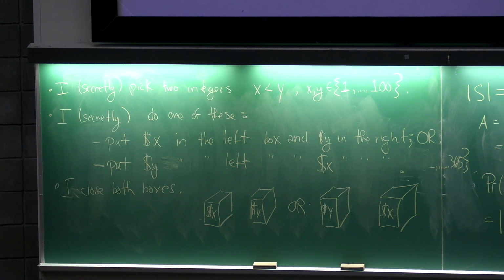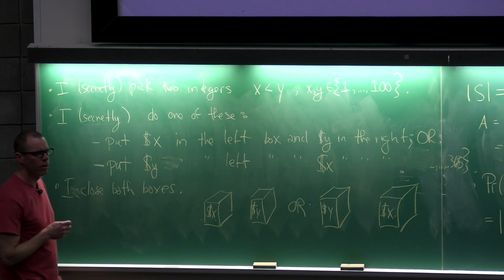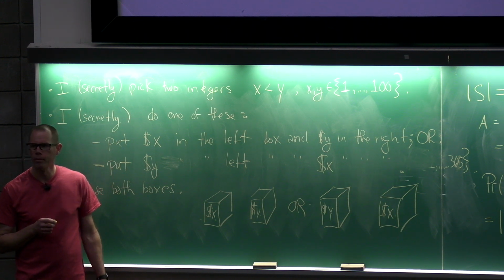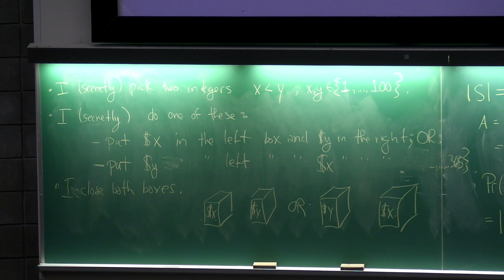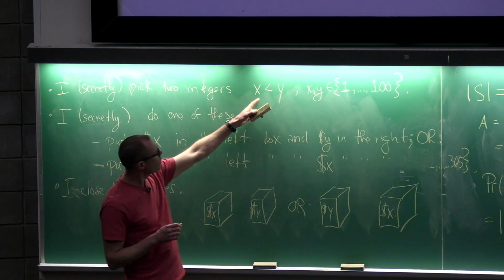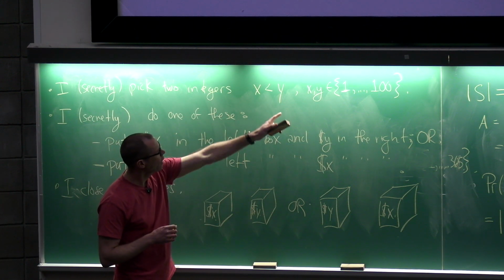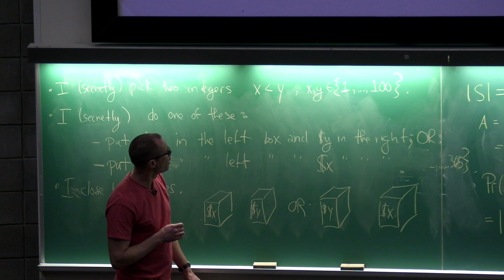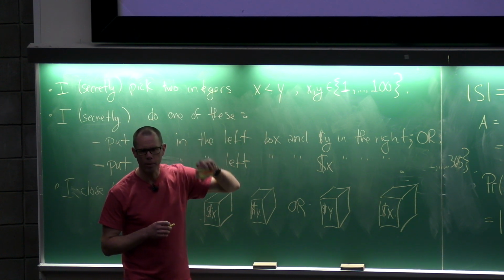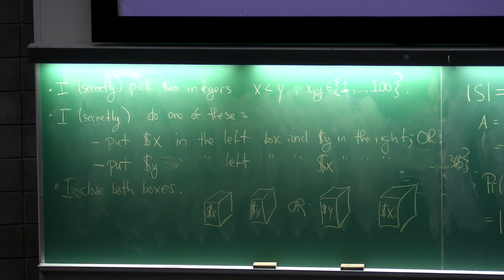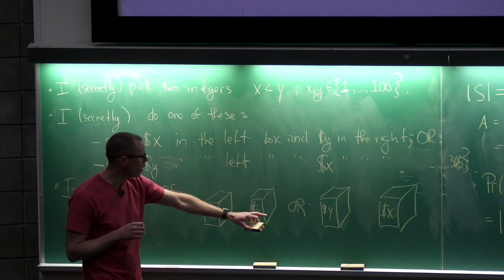Now let's see if you've been paying attention. Which would you rather have, X dollars or Y dollars? Why? Because I pick two integers, X and Y, dollar amounts between 1 and 100, and X is less than Y. So you would like to have the box that has Y dollars.